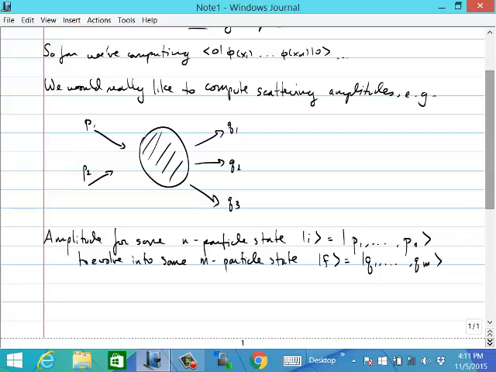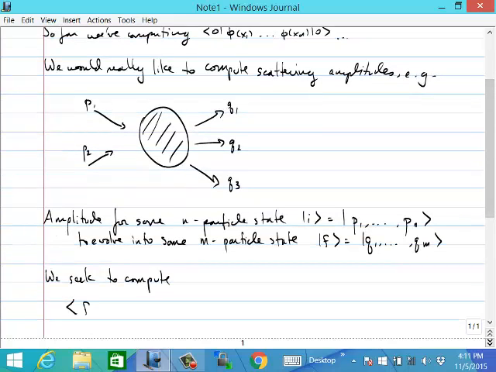So to say that a little bit more formally, we want to figure out how we can compute the transition amplitude, where you start with some initial state I at time t equals minus infinity, and you end up with some final state f at some later time t equals plus infinity. So this is the sort of thing that we might want to study if we were studying some scattering process.